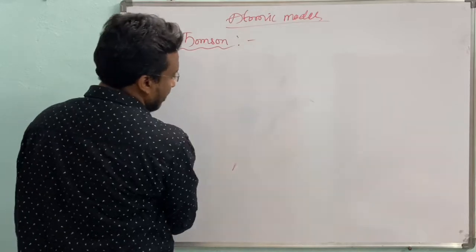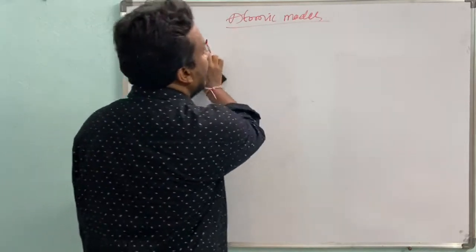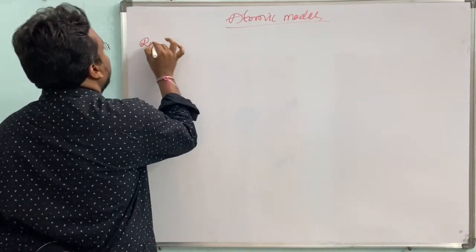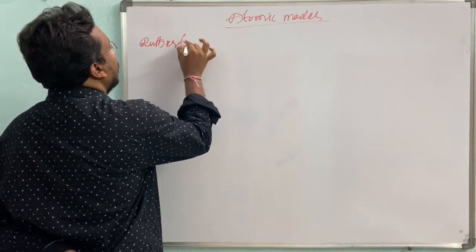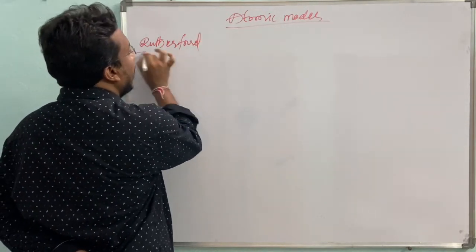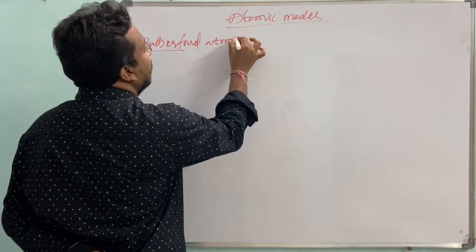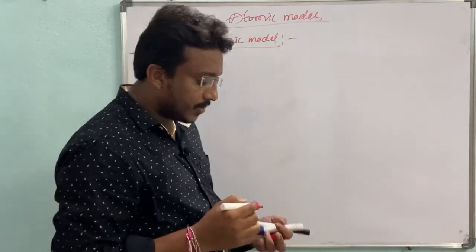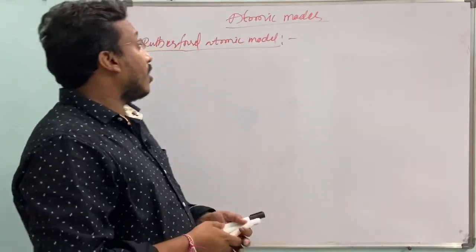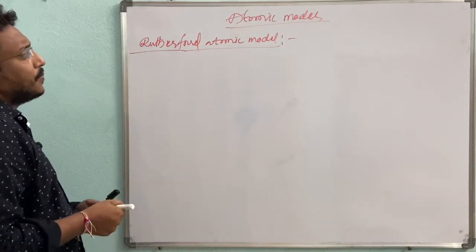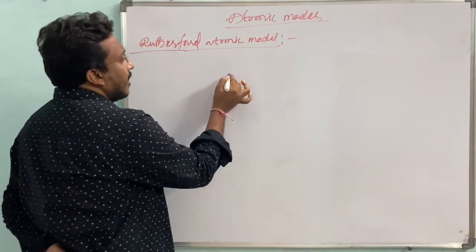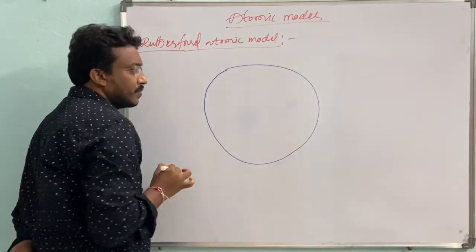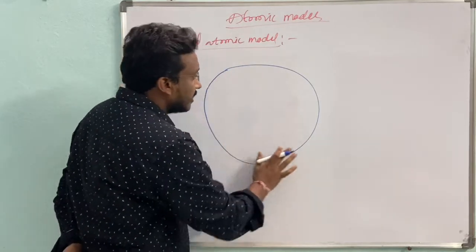After J.J. Thomson, one more atomic model was given by Rutherford. This is called the Rutherford atomic model. According to Rutherford's atomic model, he said that the atom is spherical in shape.